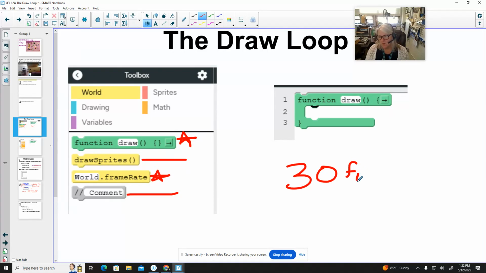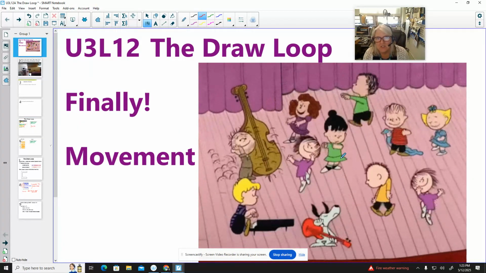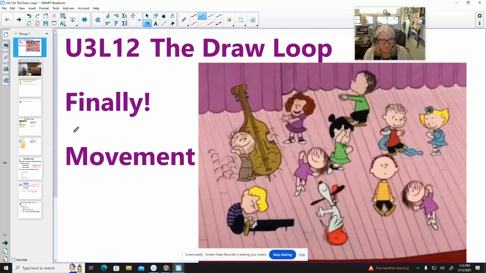Sometimes if you hear FPS when you're talking about anything video in the digital world, that's how many frames are passing by your eyes every second. And that's really what creates this illusion, like this one of the Peanuts gang here, moving.